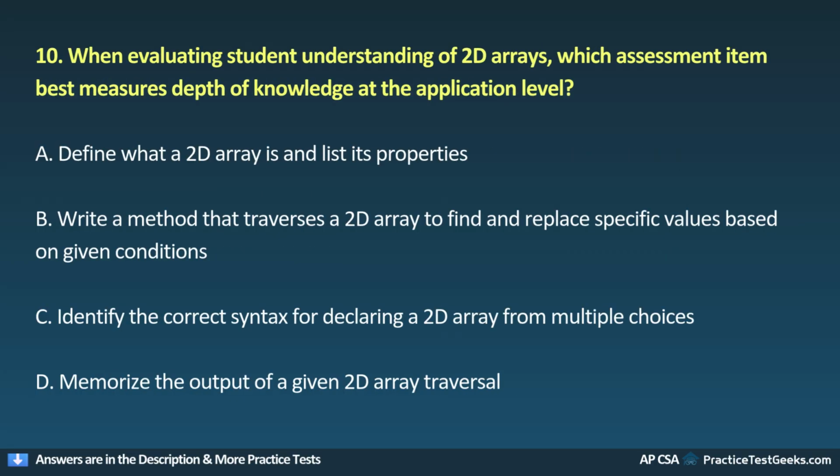10. When evaluating student understanding of 2D arrays, which assessment item best measures depth of knowledge at the application level? A. Define what a 2D array is and list its properties. B. Write a method that traverses a 2D array to find and replace specific values based on given conditions. C. Identify the correct syntax for declaring a 2D array from multiple choices. D. Memorize the output of a given 2D array traversal.